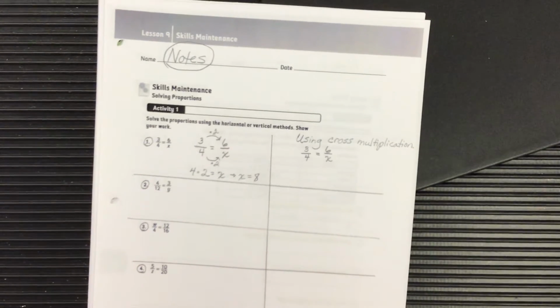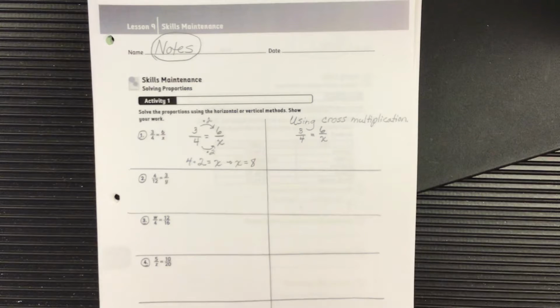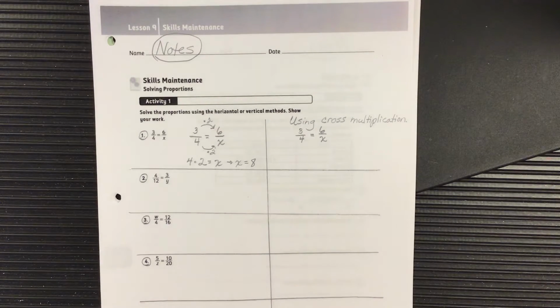All right, so the first question there, let's just look at the directions. It says solve the proportions using either the horizontal or vertical method. So I'm going to show you how to do them each way, and it's going to be your preference. Whichever way you think is easier at the end of this, please do it that way.